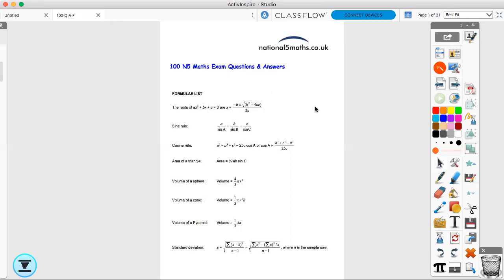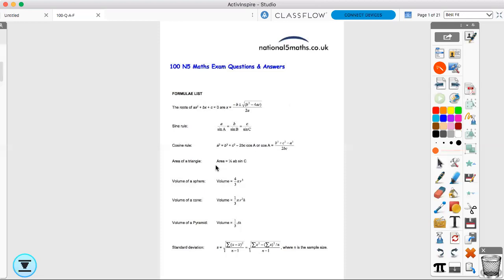So whenever I see a question that's asking me for the nature of the roots, I know I've got to calculate that discriminant, whatever is under that square root. Then you do the same for your sine rule. Where would you need that? Your cosine rule: if you've got two lines on a triangle and, for example, the angle between those two, you would need to use the cosine rule.